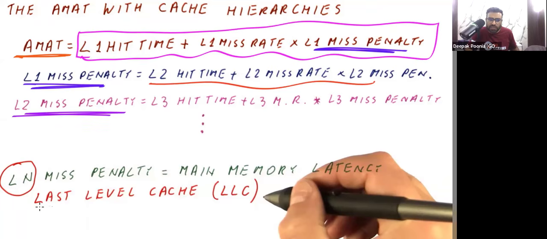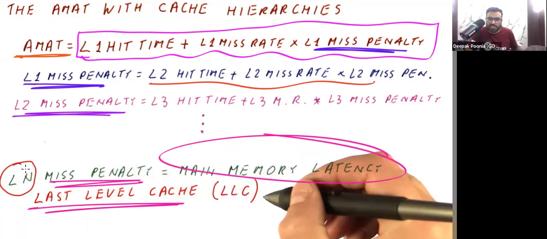And remember, for the last level cache memory, the miss penalty is equal to the main memory access time. This we have already seen. I hope you understood the concept. You don't have to remember the formula, you just have to understand the concept, then you can write the formula on your own.